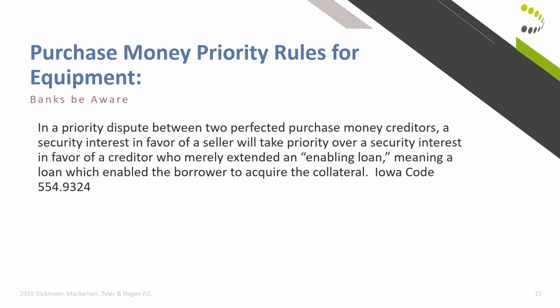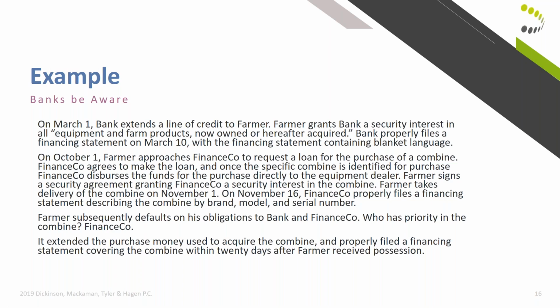Another thing worth noting is that in a priority dispute between two perfected purchase money creditors, a security interest in favor of a seller will take priority over a security interest in favor of a creditor who merely extended an enabling loan, meaning the loan which enabled the borrower to acquire the collateral. I bring this up because many bank loans or operating loans would be those enabling loans.